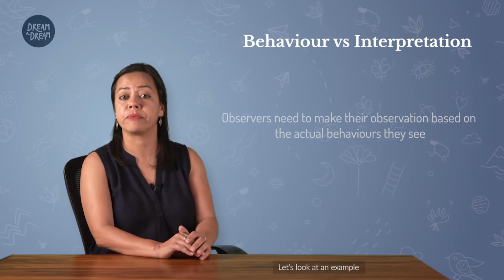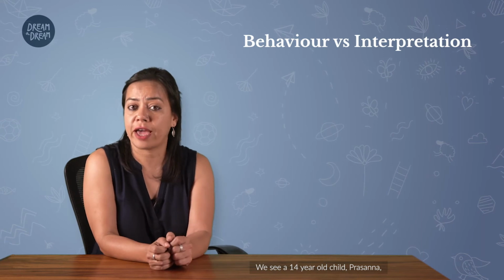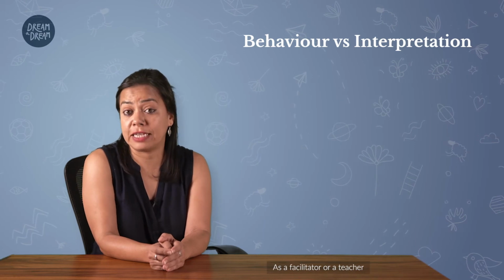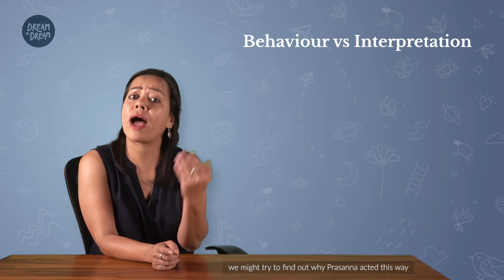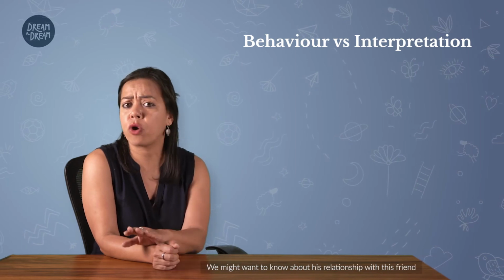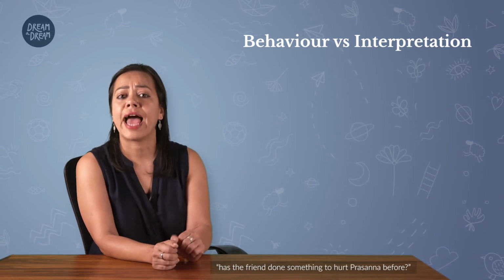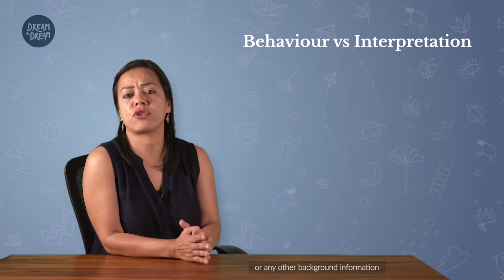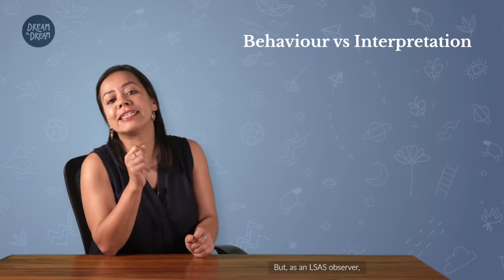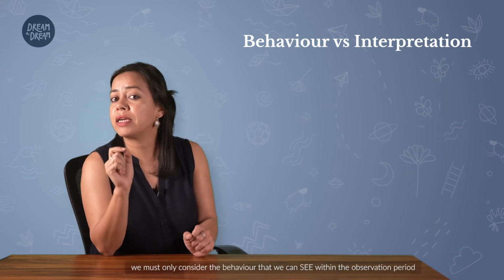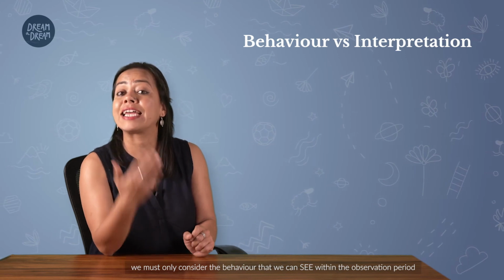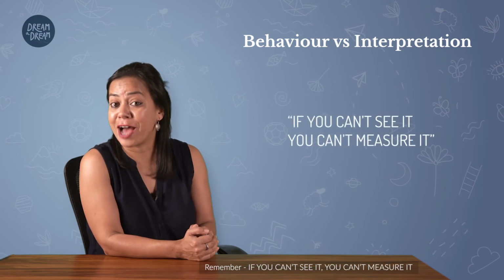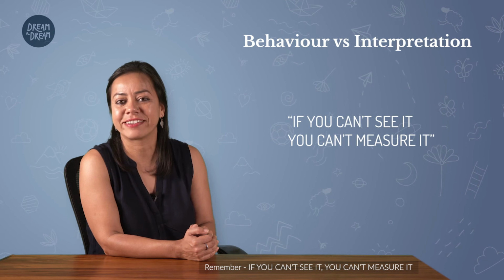Let's look at another example. We see a 14-year-old child, Prasanna, snatching a pencil from his friend. As a facilitator or a teacher, we might try to find out why Prasanna acted this way. We might want to know about his relationship with his friend. Has the friend done something to hurt Prasanna before, or any other background information? But as an LSAS observer, we must only consider the behavior that we can see within the observation period. Remember, if you can't see it, you can't measure it.